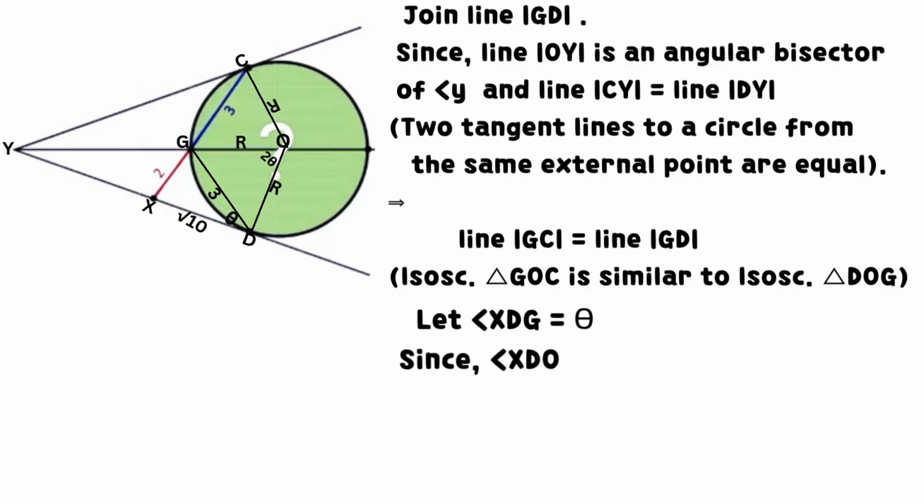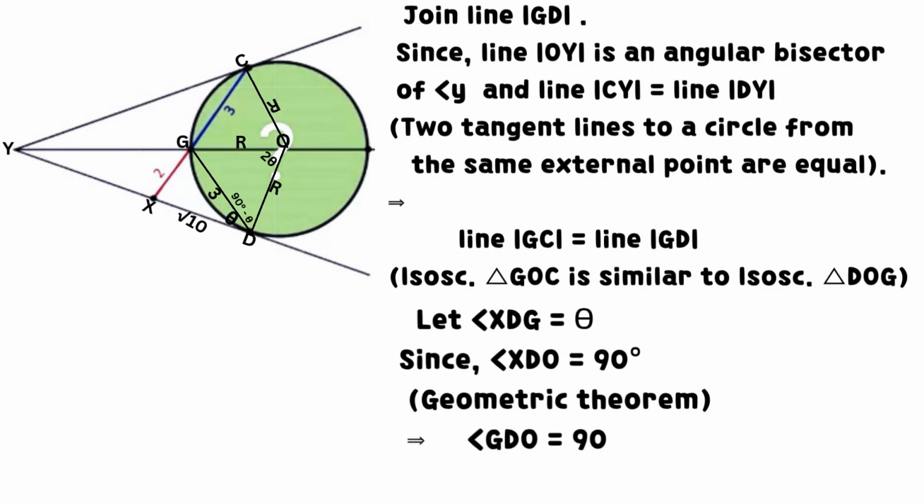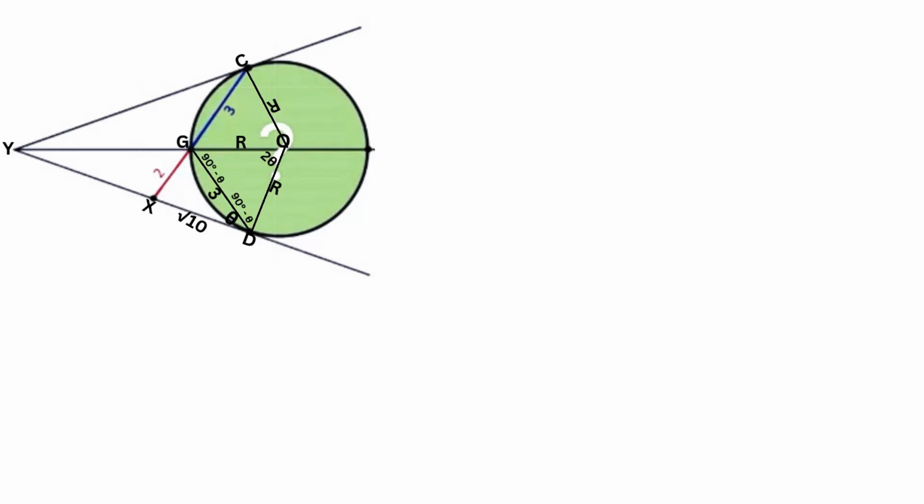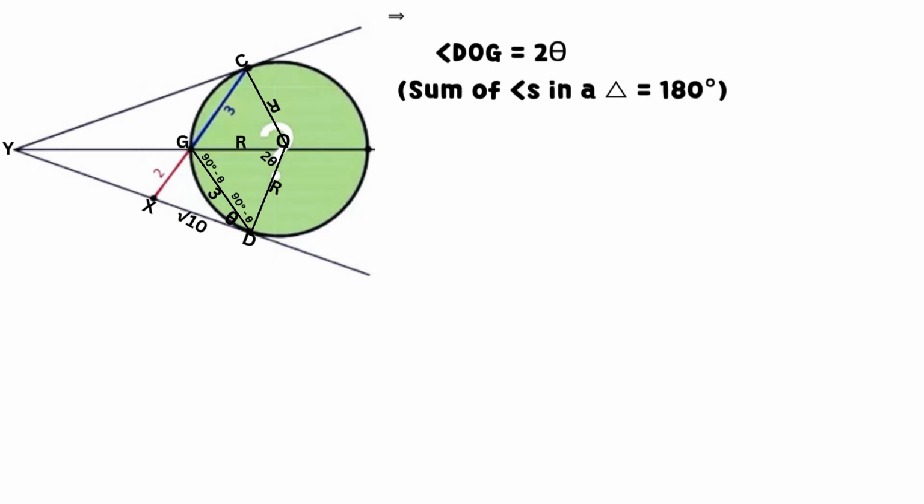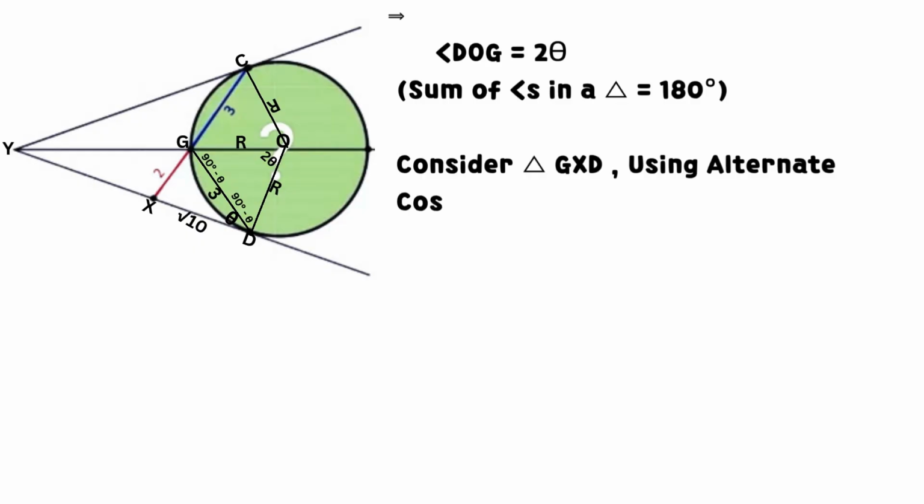Let angle XDG equal theta. Since angle XDO equals 90 degrees, because a line drawn from the center of a circle to the tangent line at the point of tangency is perpendicular, this implies that angle GDO equals 90 degrees minus theta, which equals angle DGO. Angle DOG equals 2 times theta, because the sum of angles in a triangle equals 180 degrees.